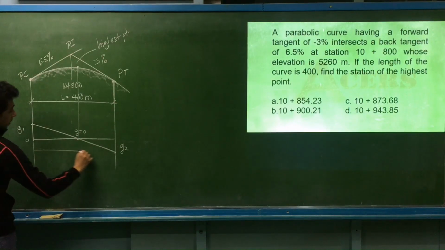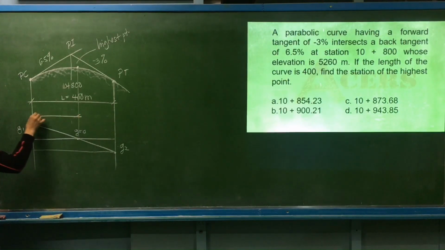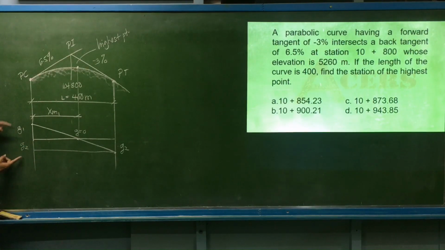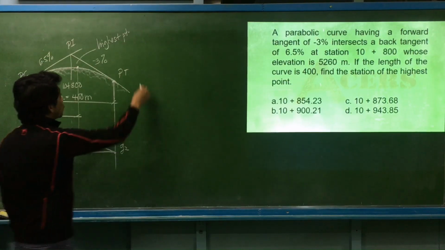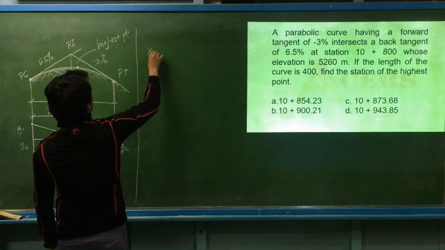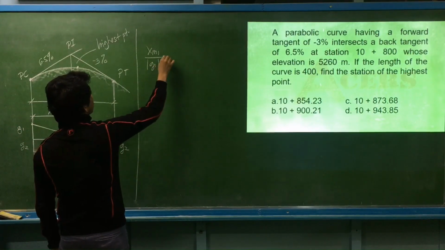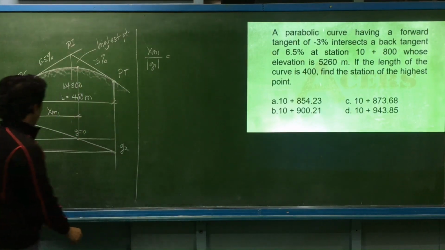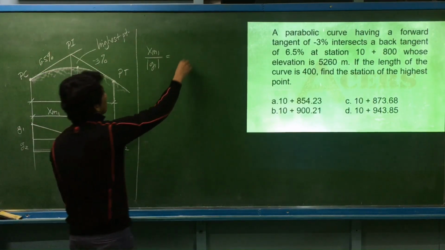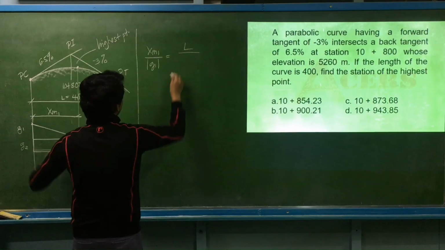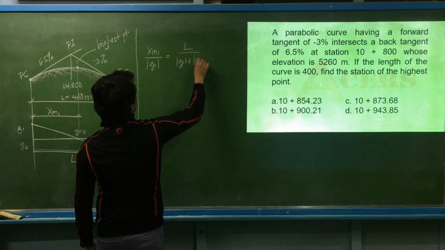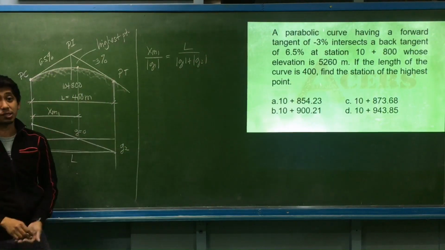So, by ratio and proportion of similar triangles, usually kapag galing dito sa right, ang nilalagay is x of m, 1. Ratio and proportion of similar triangles, i-connect ko lang dito sa kabila, this is the same as G sub 2. At yung mas malaking triangle, ito naman yung mas maliit. So by ratio and proportion, that is x of m1 is to absolute value of g1 equal to the total length of the curve L is to the sum of the absolute value of g1 plus the absolute value of G sub 2. Absolute value yung gagamitin natin sa mga grades for a reason.